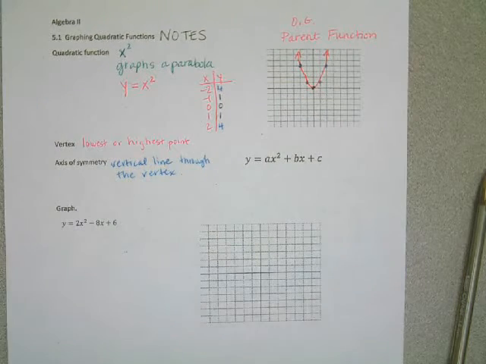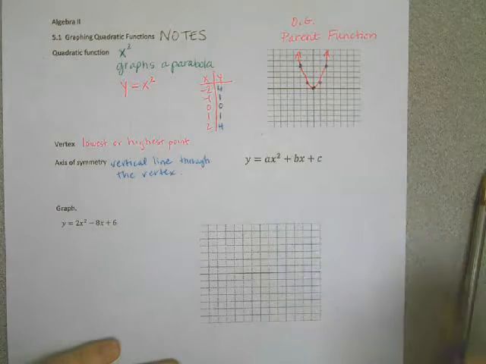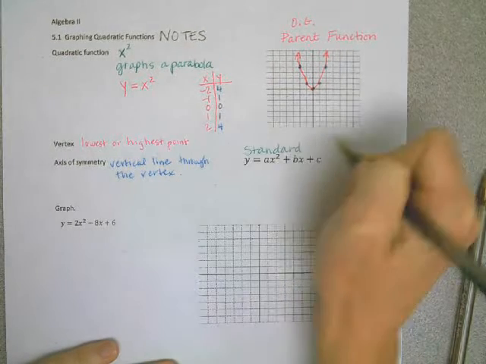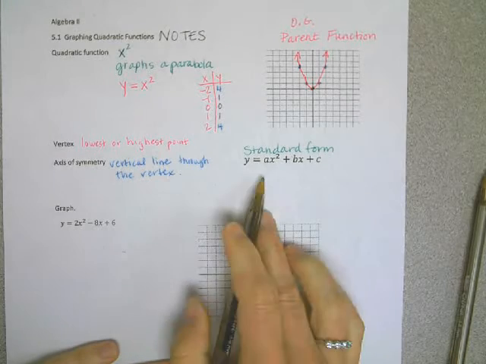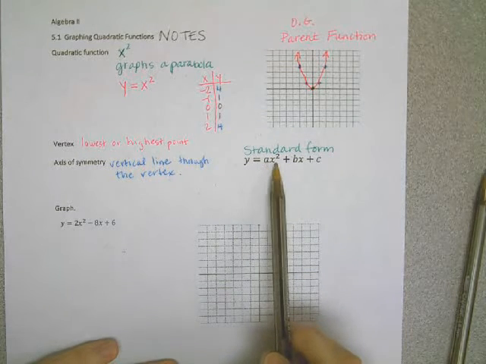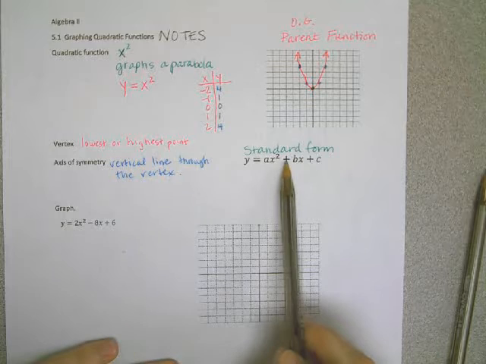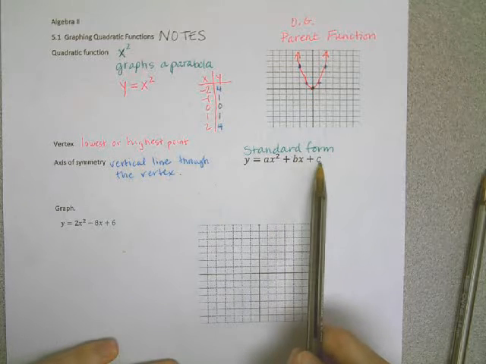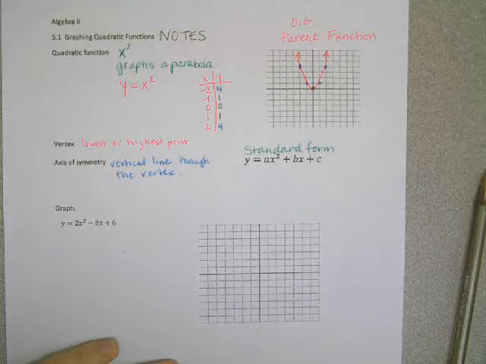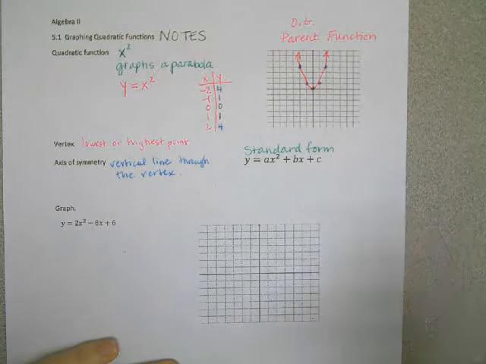Some other things we can talk about is this is standard form of a quadratic. Standard form means that you're going to have a number in front of x squared, it could just be 1, plus a number in front of x, plus a number by itself, a constant, so a, b, and c. These values tell you some important information about your graph.